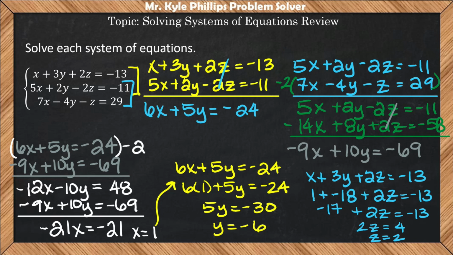So these are my 3 solutions. Normally when you have a system of equations, you have 2 solutions. It's an x and a y coordinate. With 3 variables, you're just going to have a 3 coordinate point. So it'll be an x, y, z. So your answer here is going to be 1, negative 6, 2. So it's an x, y, z solution.